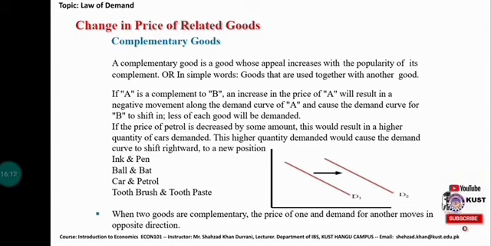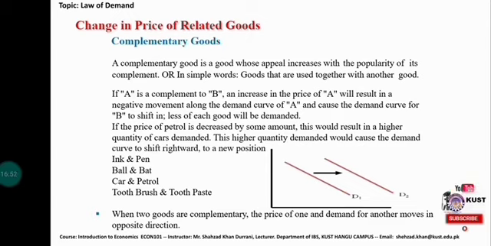Clear? So for example, if the price of petrol is going to decrease, then people are going to buy more and more cars, right? So this is called complementary goods. Let's look here. If A is a complement to B, an increase in the price of A will result in a negative movement along the demand curve of A and cause the demand curve for B to shift in. Less of each good will be demanded.